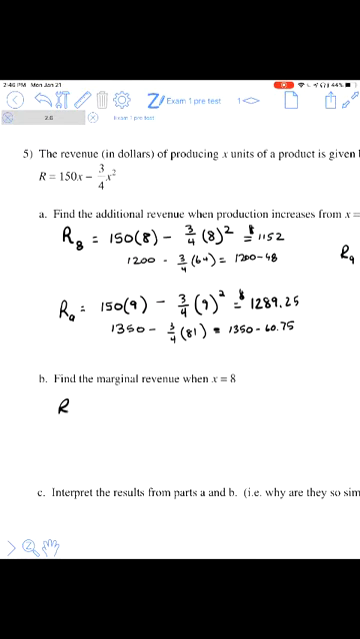So marginal revenue is R prime. So we're just going to find the derivative of this function. So 150x, the derivative is 150. 3/4 x squared, the derivative of that is going to be, we're going to have to take this coefficient, multiply there. So 3/4 times 2 is 6/4 times x, and we decrease the exponent to x to the first power. And then we can simplify the fraction. So now the marginal revenue when x equals 8, we can just plug in an 8.